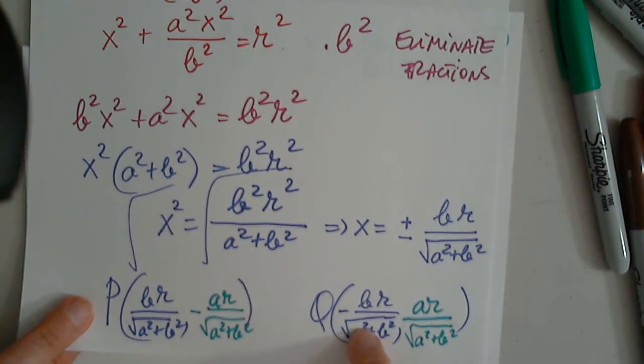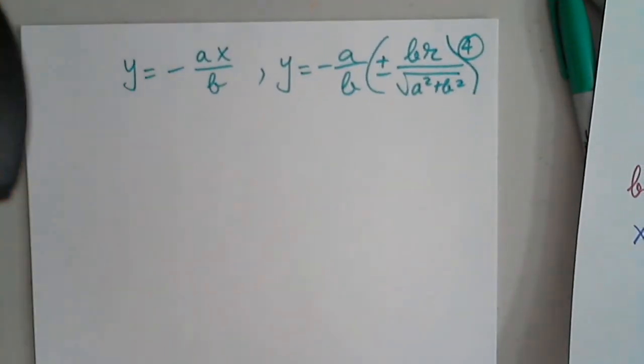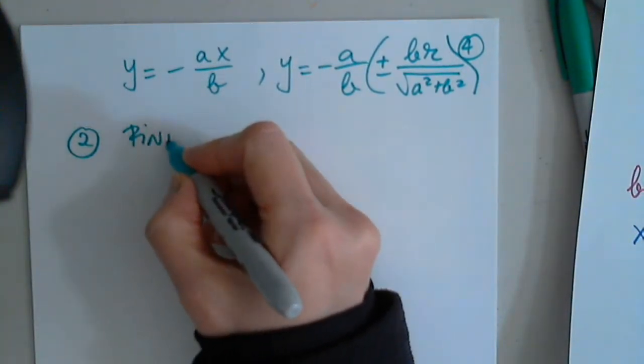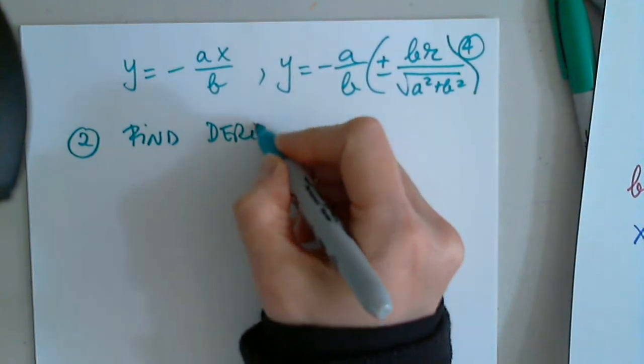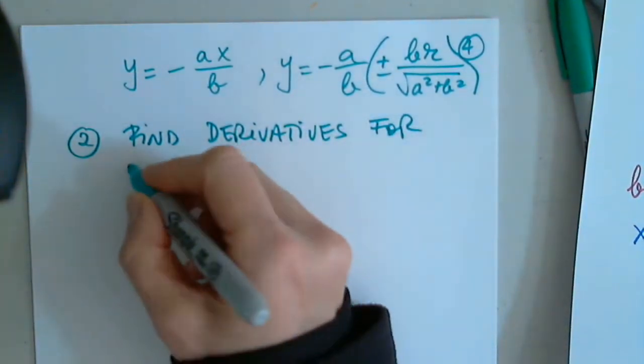If this one is negative, then the other one will be positive. Is that okay? Yes, I forgot to recognize. That's okay, no worries. Okay, so now in step 2, find derivatives for both.